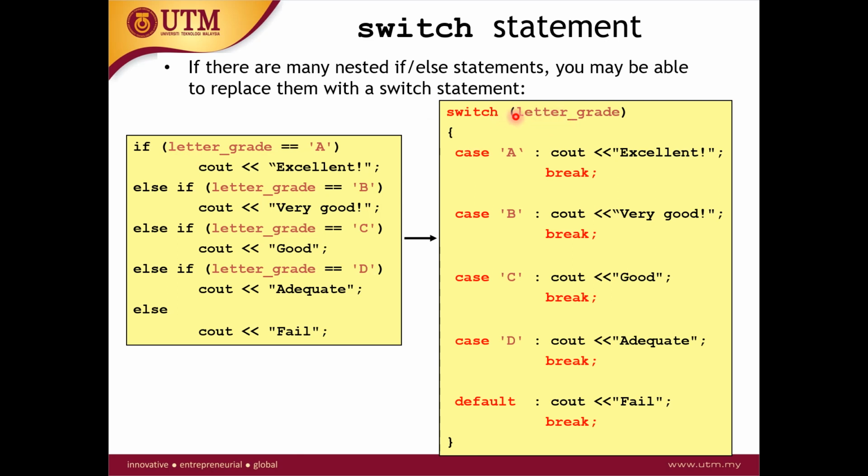So we are evaluating this letter grade, and we have to open the bracket and close the bracket at the end of the switch. Inside the switch we have something called case, and we say case A instead of saying if letter grade equals A. We say case A, case B, case C, case D, and we are going to talk about default later. That means if this letter grade equals A, this A is a value that refers to the variable which we are evaluating.